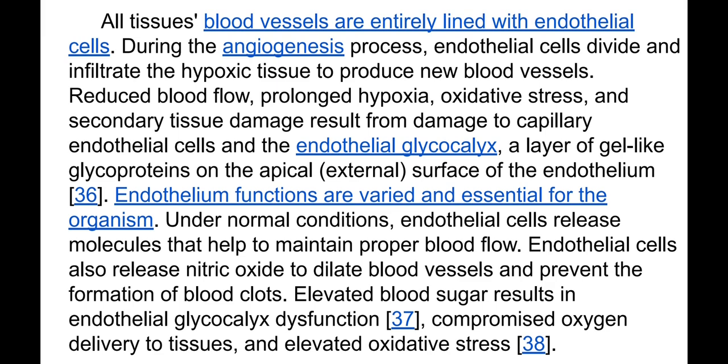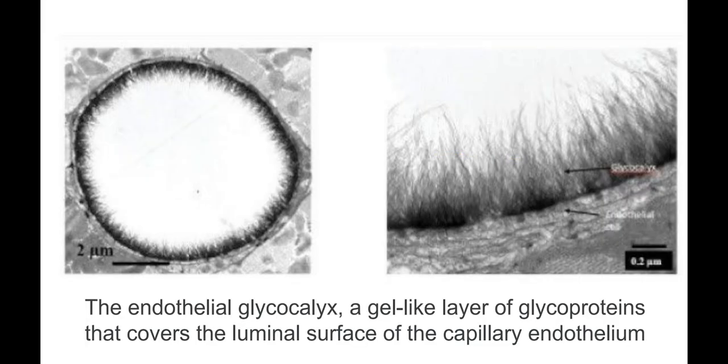Elevated blood sugar results in endothelium glycocalyx dysfunction. As I said, to avoid this, avoid consumption of sugar and carbohydrates if you are in danger. Anyway, it's better to follow a ketogenic diet and a carnivore diet with organ meat and some animal fat like lard and butter. Butter is the best. Elevated blood sugar results in compromised oxygen delivery, elevated oxidative stress, and accelerated aging. So it's absolutely important.